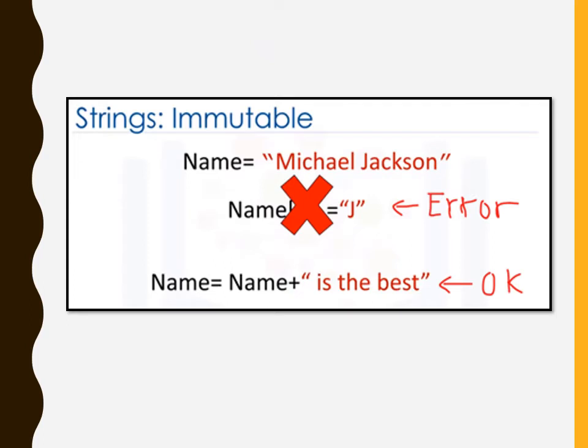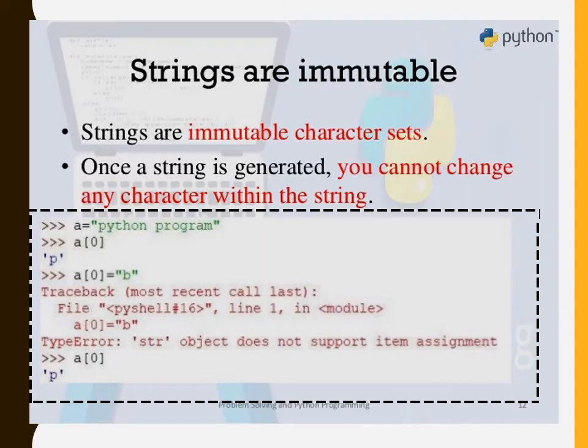Like it is immutable, we cannot change it once initialized. Once you have given the value, you cannot change it. You cannot change even any character within the string. Like in the example, you can see we want to change the first letter of Python program to B, but it is going to give you an error which cannot be changed.